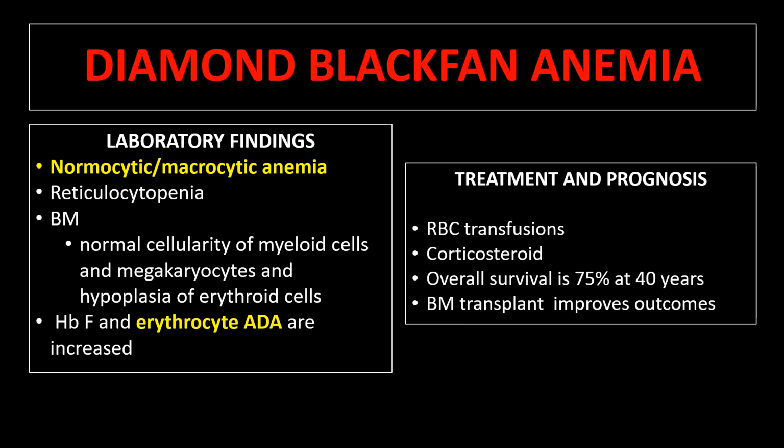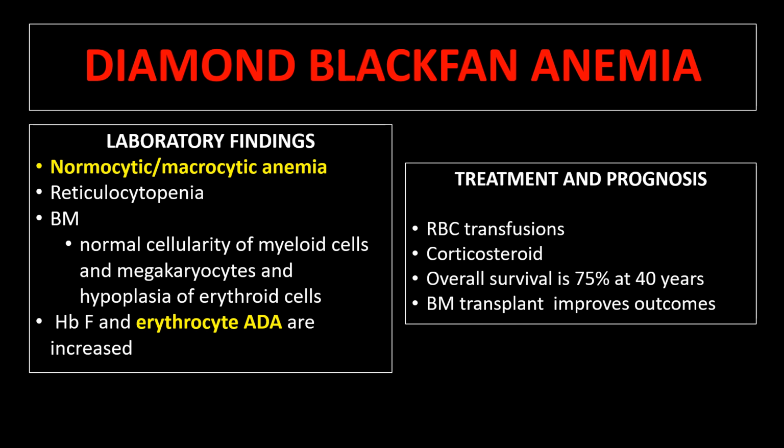So I've mentioned that there is an increase in hemoglobin F and erythrocyte adenosine deaminase. If we compare this to your TEC, which is similar to Diamond-Blackfan anemia, the results for hemoglobin F and ADA will be normal. So how do we differentiate between Diamond-Blackfan and TEC? By the use of hemoglobin F and erythrocyte ADA, in which in Diamond-Blackfan anemia there would be increased hemoglobin F and increased erythrocyte adenosine deaminase activity.